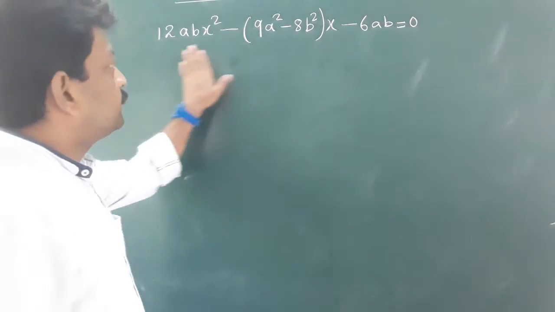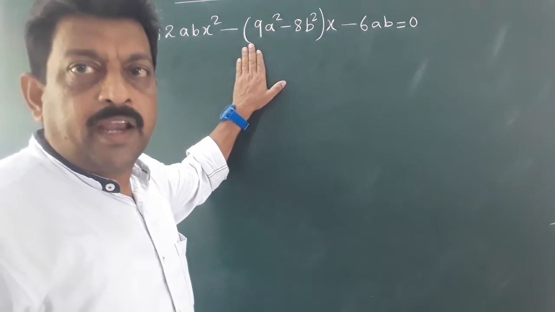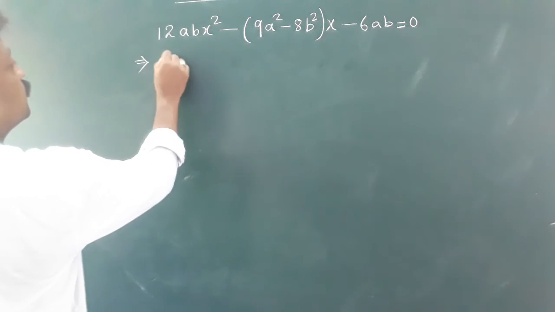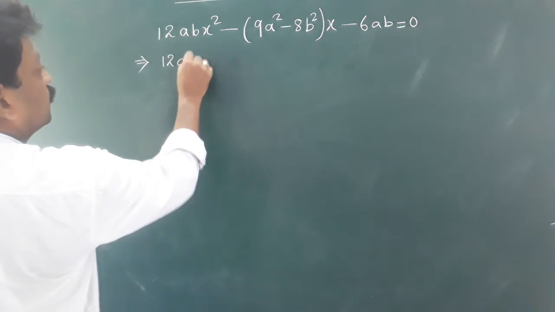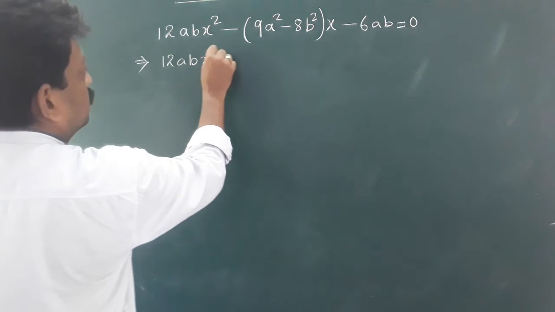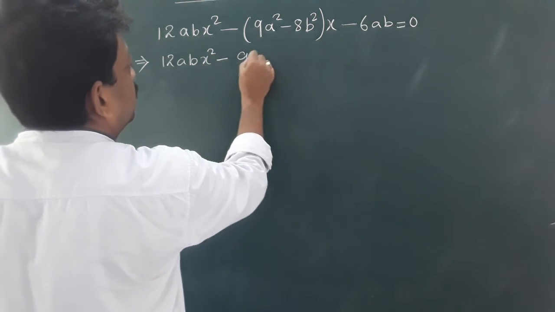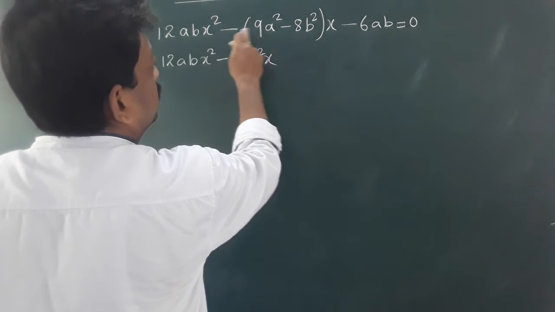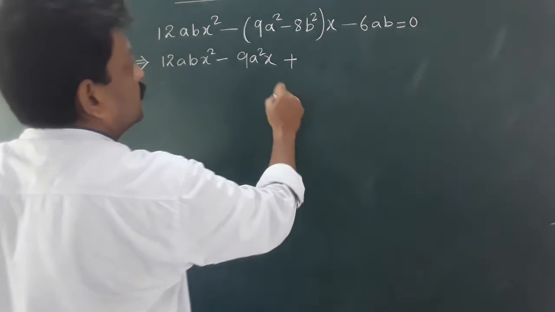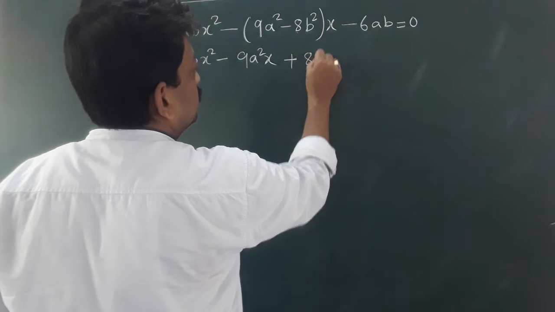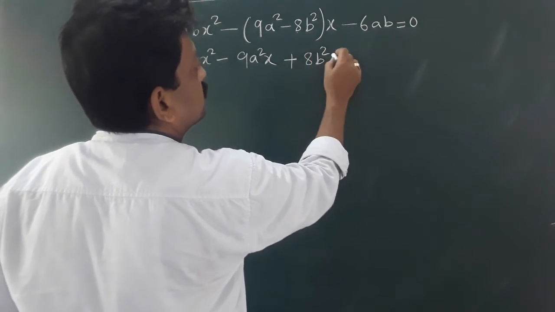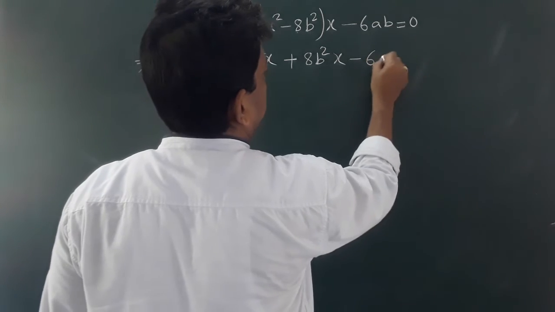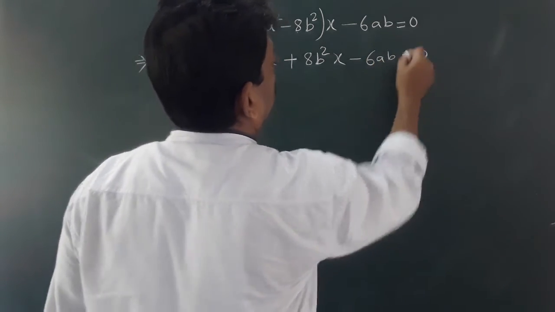So first of all, let us remove this bracket. 12ab x square minus 9a square x is also there. When minus and minus makes plus, 8b square multiplied with x, so plus 8b square x minus 6ab equals 0.